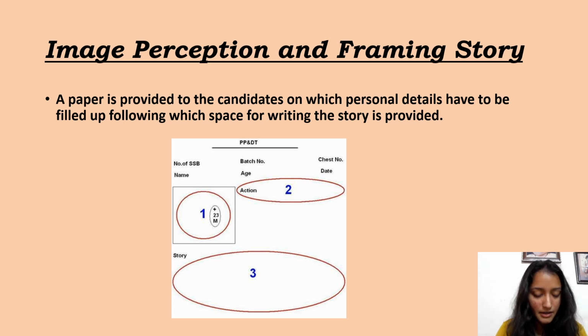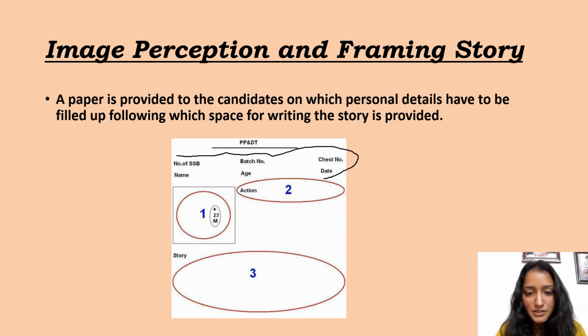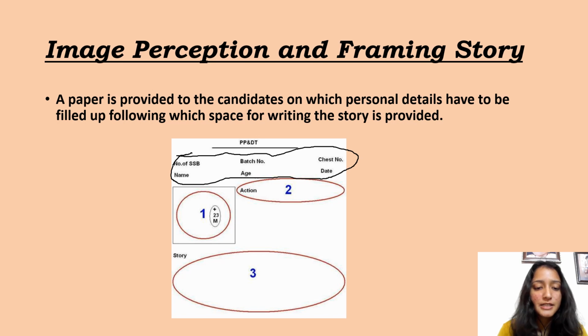we are given a space to write our personal information. That is the number of the SSB board, your batch number, your chest number, your name, age, date. This is basically the same. One or two things might be added or removed. Then this section is given to us where we're going to write our story.